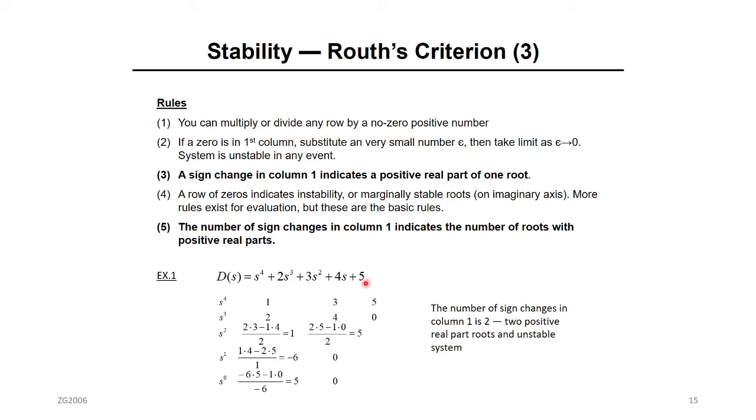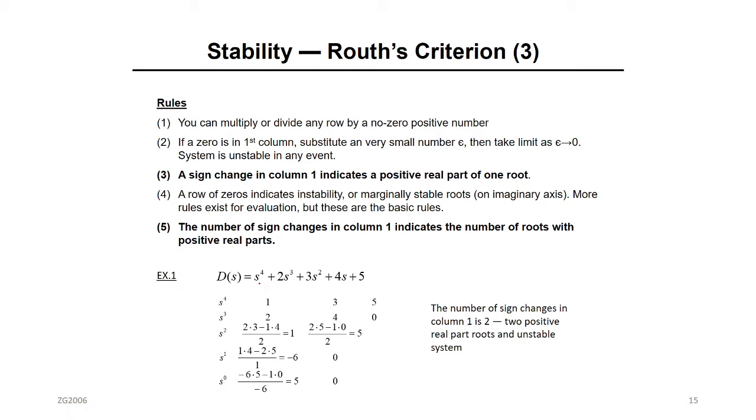I don't know. I have to solve for the roots. Can you solve for the roots using the analytical method? It's not easy, right? You need a computer. So what we're going to do, we're going to use the Routh criteria. How to use the Routh criteria? Condition number 1. Okay, this is very important.